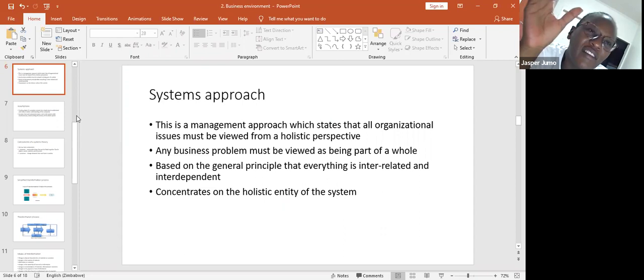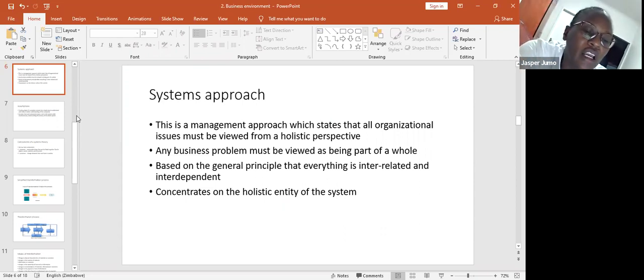Now, the systems approach looks at the organization as a set of subsets. It says that the business has what we call subsets, and all of them, when you bring them together, combine to make a whole, to make the whole organization.